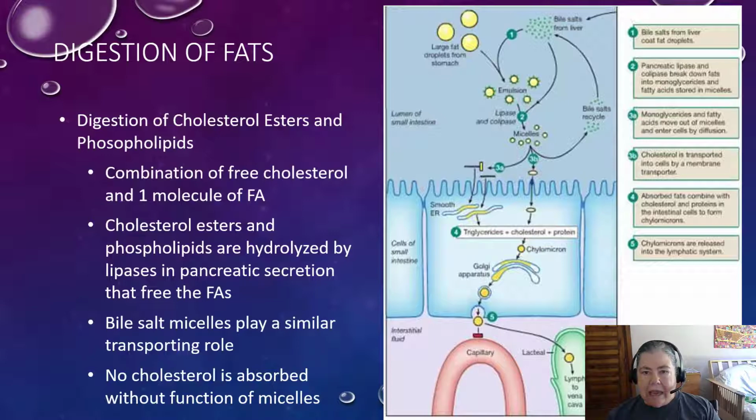So here we have again the large fat droplets with bile salts added, emulsifying, being digested into free fatty acids, forming micelles that are transported to the brush border, where triglycerides and cholesterol are absorbed, and ultimately the fatty acids are added to the lymph and lacteals. The cholesterol is absorbed into the capillaries.